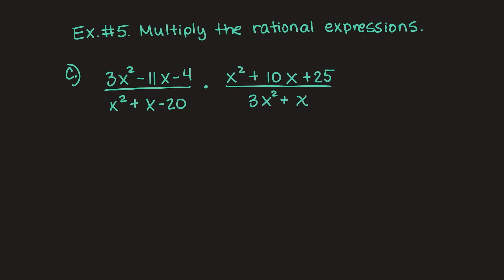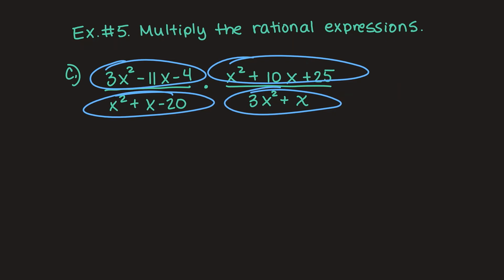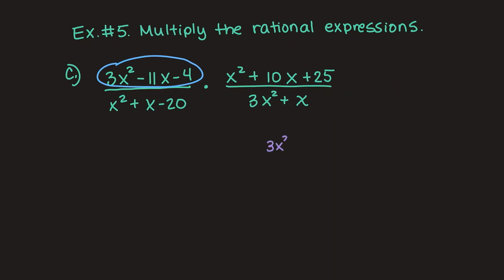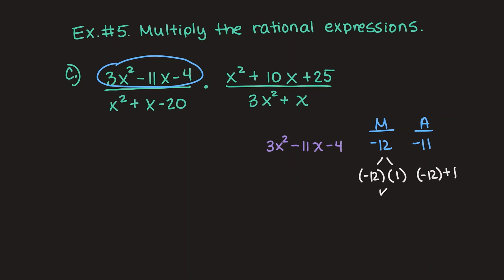For the next example, it looks like all numerators and denominators can be factored. Let's start by factoring this numerator. We can factor this by using the factor by grouping method and finding two numbers that multiply to negative 4 times 3, which is negative 12, and add to negative 11.